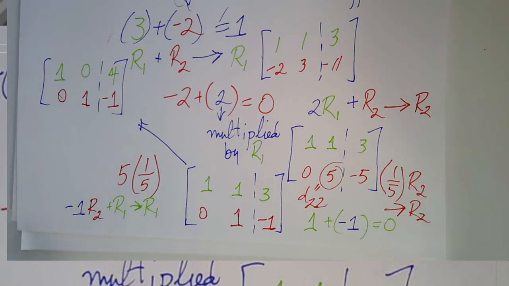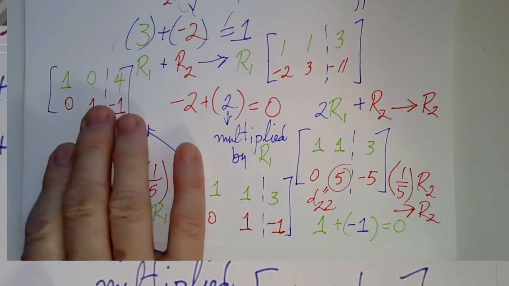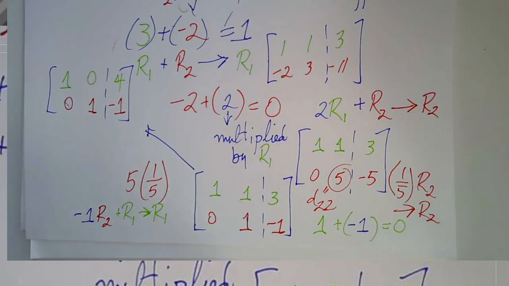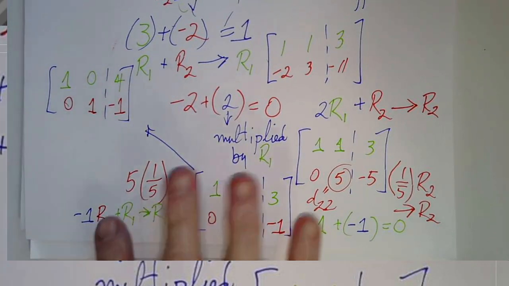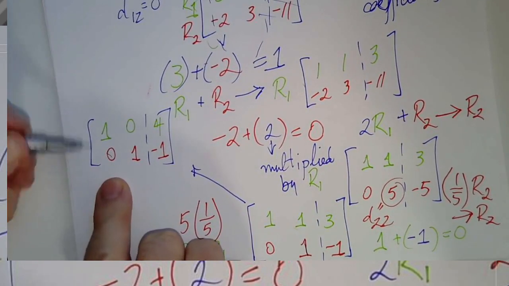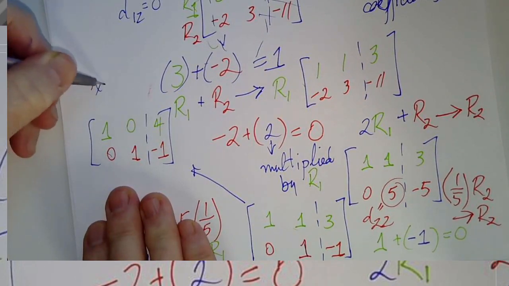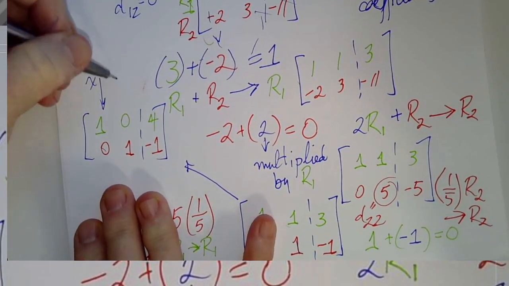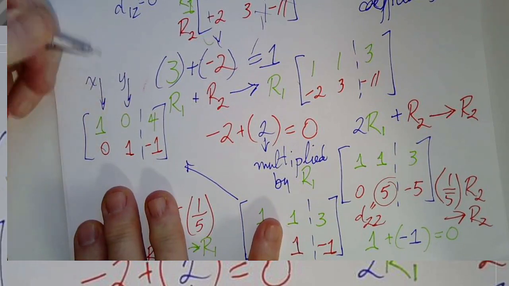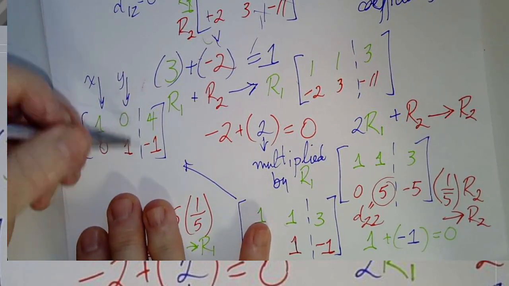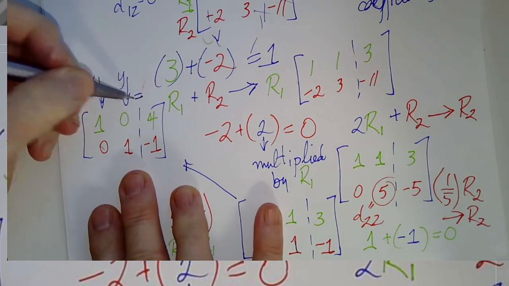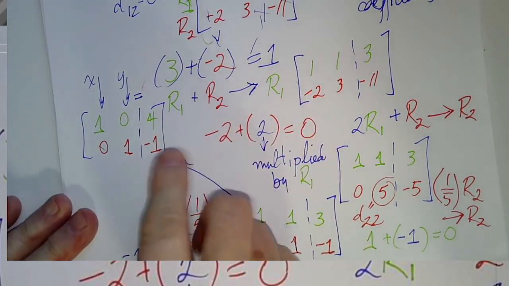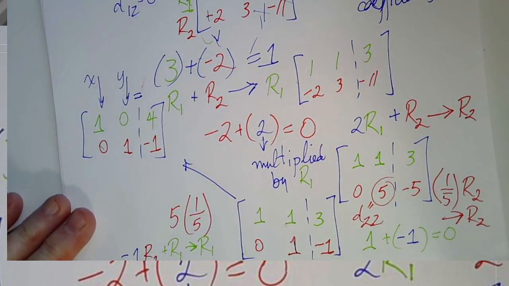Okay, I don't know what's going on with my computer. So now we're finished. And let's just reflect on how we started. We put all of the x coefficients in column 1. We put the y coefficients in column 2. This dashed line was the equals, and the numbers on the right side were the answers, the constants.